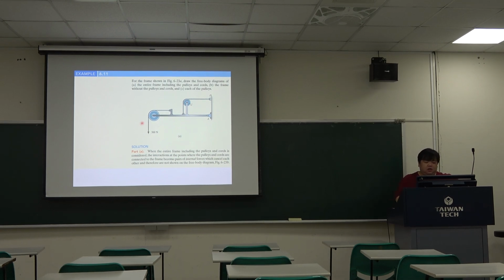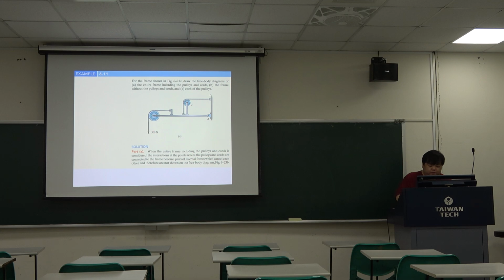We continue the class. Okay, so this is the example. For the frame, I show this figure. Draw the free body diagrams of the frame. We also have three parts. The A part is draw the entire frame, including the pulleys and the cords. And the B part is the frame without the pulleys and the cords. And the C part is just each pulley.